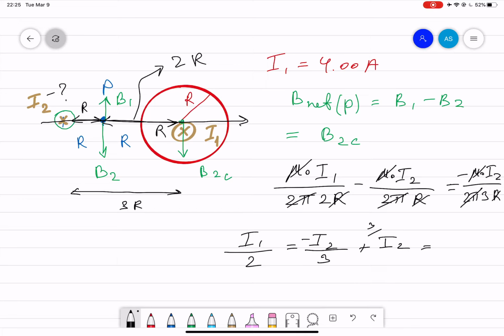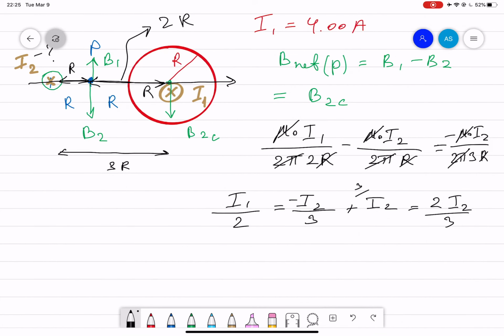So that gives you 2 I2 divided by 3. If you want to find I2, it is equal to 3 I1 divided by 4. Now if you plug in the numbers, you should get that I2 is equal to 3 amperes. That's it.